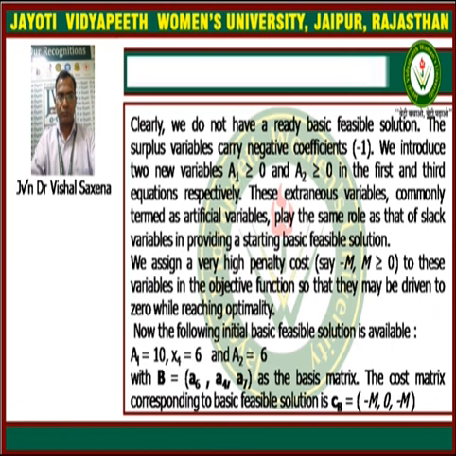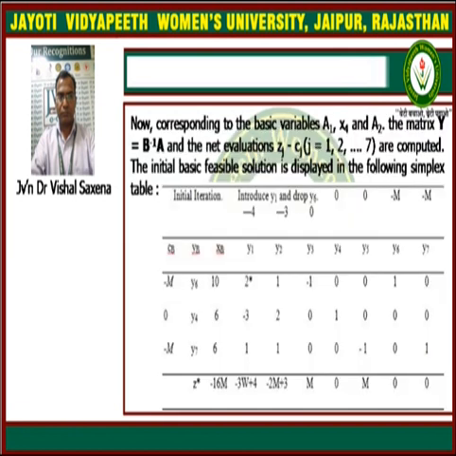We have explained that, and the rest of the table is formed by the usual method, and we can see there the artificial variables are assigned the cost -M and -M, and the rest of the variables will have the same cost as in the actual objective function.